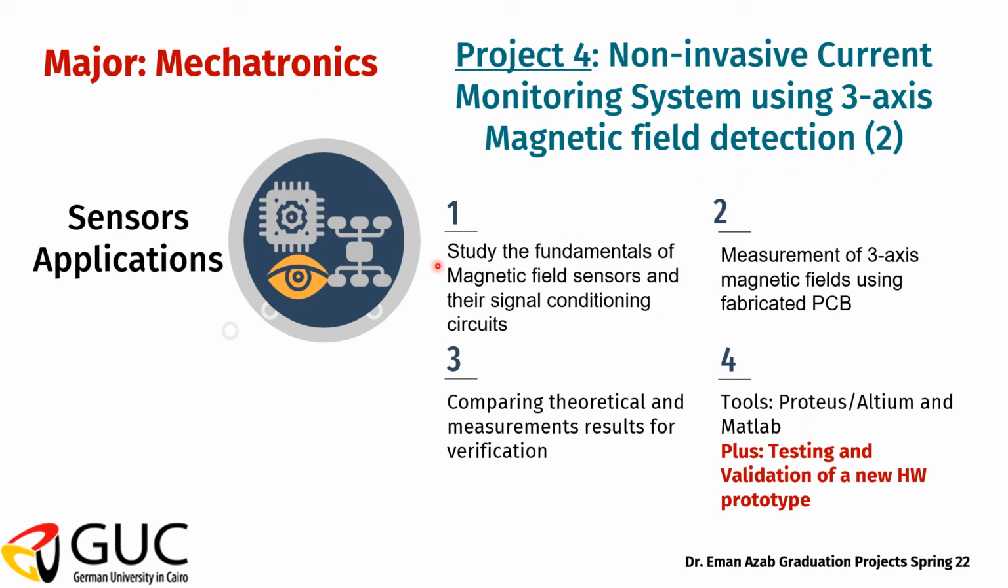At the beginning of the project, we will study the fundamentals of magnetic field sensors and their signal conditioning circuits, and then we'll move on to fabricate and measure a printed circuit board with the signal conditioning circuit of the magnetic field sensors. We already have a prototype for this PCB, so we would probably be able to do the measurements at the beginning of the project. At the third step, we will compare the theoretical equation that was derived to estimate the position and the magnitude of the current, and compare the theoretical and measurement results for verification.